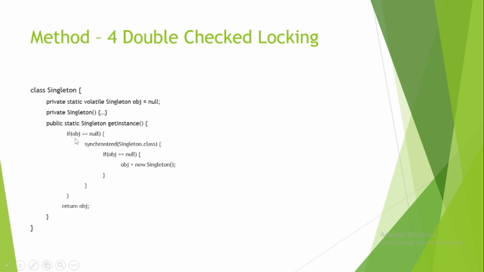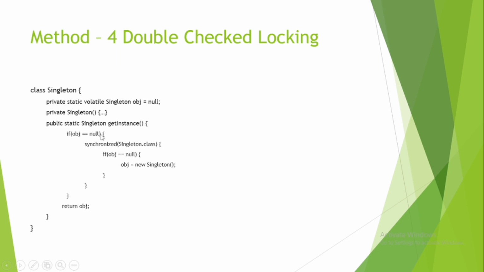Now if object equals null, the very first time it will be null, right? Then inside this I have used synchronized over the class, synchronized on Singleton.class. So this is the first checking: if object is null. Now inside the synchronized block, again I am checking if object is null. So this is the double checking.